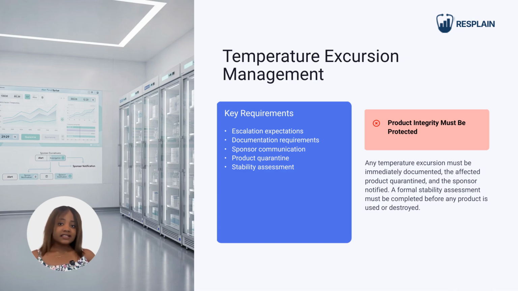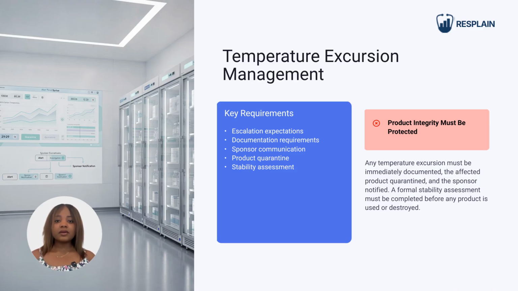R3 emphasizes that investigational product management should include safeguards that ensure product integrity, protocol compliance, and participant safety throughout the handling process. Auditors may closely examine how sites responded when temperature deviations occurred. This may include review of escalation timelines, quarantine procedures, sponsor communication, stability assessments, and final disposition documentation.